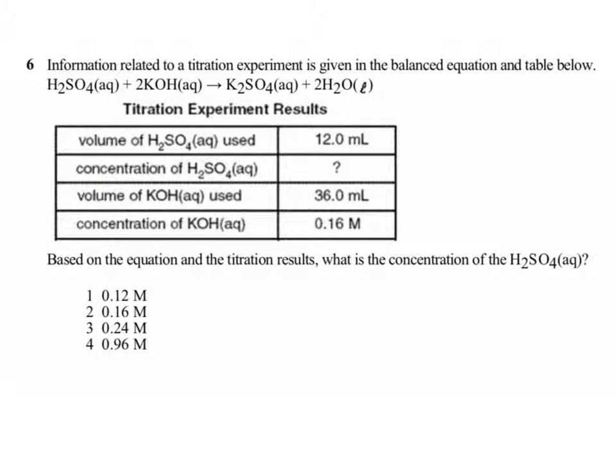Okay, now in this question, it says information related to a titration. Titration, ding, ding, ding. You should be thinking to yourself, write down your MAVA formula. MAVA equals MBVB. Okay, the molarity of your acid. Let's go and see. And they give us our acid plus our base yields a salt and water. That's a classic neutralization reaction, right? They tell us the volume of that acid is 12. So the volume is 12.